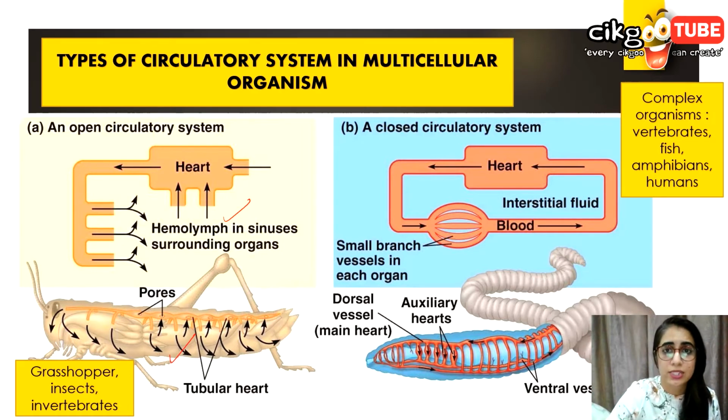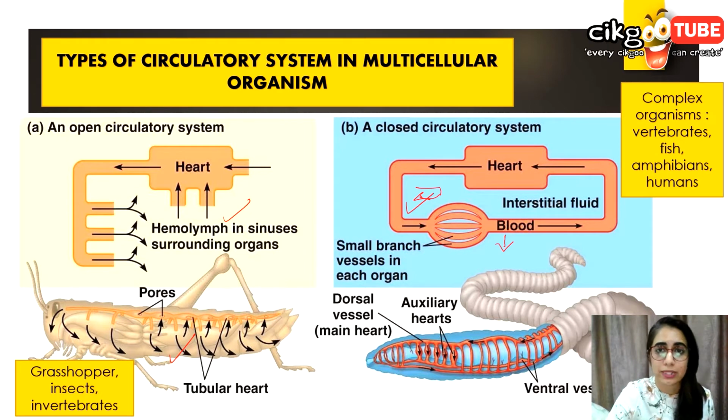Now, in a closed circulatory system, blood is always contained in a continuous vessel. They do not have any vessels that actually connect to the body cavity. It's just continuous blood vessels, and it distributes the oxygen, the nutrients, everything to the whole body through these continuous vessels.